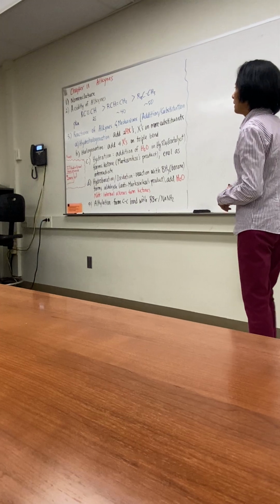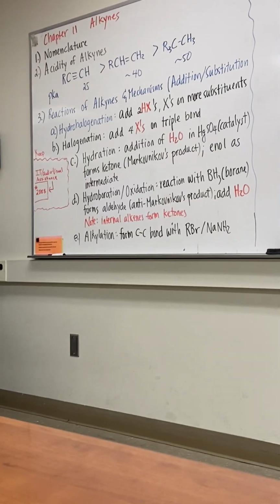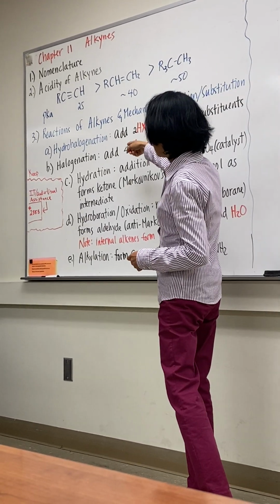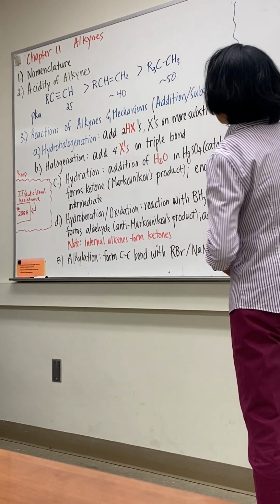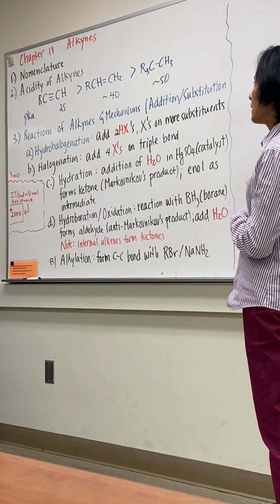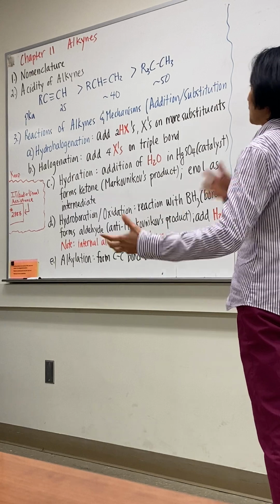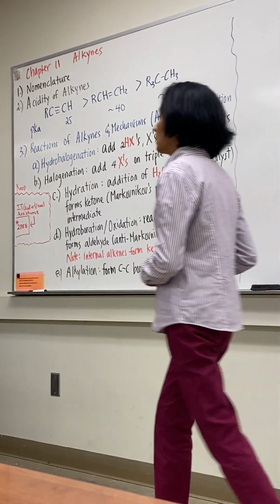Again, there's a lot of reactions for organic chemistry compared to your inorganic molecules. And again, this one would be addition. So A, B, C, D are addition reactions. Substitution is the last one. So the hydrohalogenation, again, you're adding an HX. This X can be a Cl or Br. And then you're just going to be saturating the triple bond.